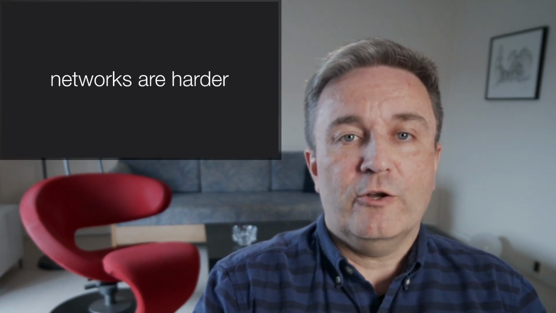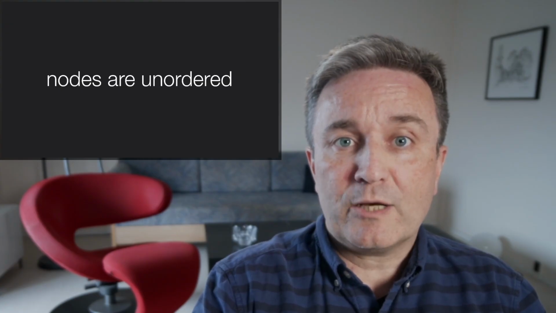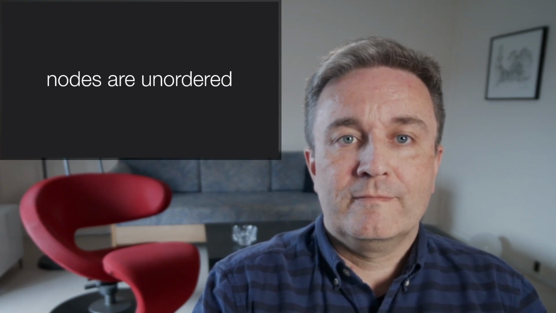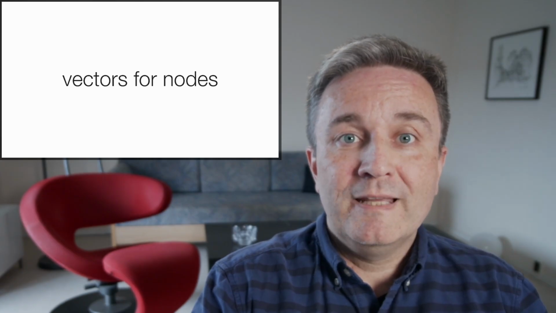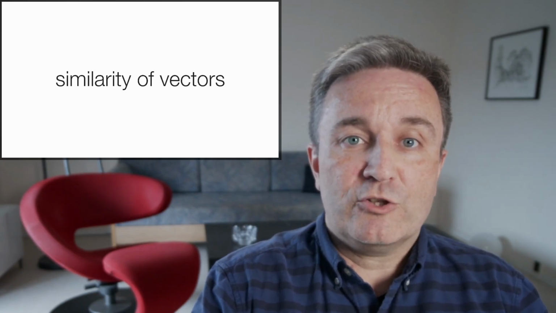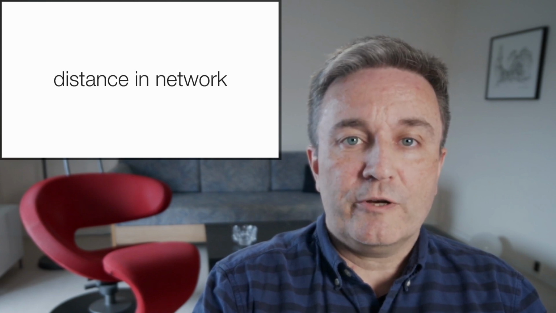Meanwhile, networks are a lot harder to represent, and a big part of the problem is that the nodes within a network are unordered. We thus need to come up with some way of getting vectors for nodes, and we want them to behave in a manner so that the similarity of the vectors captures the distances within a network.